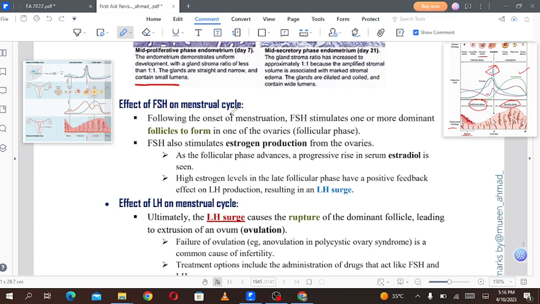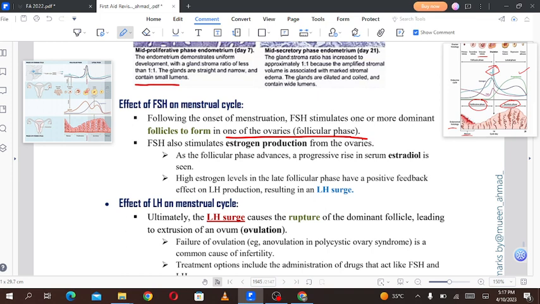Following the onset of menstruation, FSH stimulates one or more dominant follicles to form in one of the ovaries, that is the follicular phase. Normally it is one follicle, but it can also cause follicles to form in both of the ovaries, and in that case it will lead to dizygotic twins, the fraternal twins. So we are talking about the normal or usual cycle. Following the onset of menstruation, FSH stimulates one or more dominant follicles to form in one of the ovaries, that is the follicular phase of the ovary.